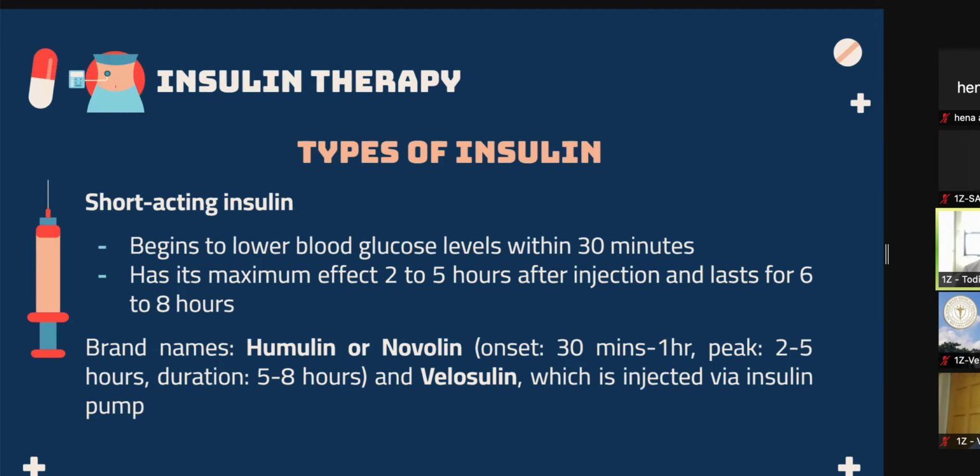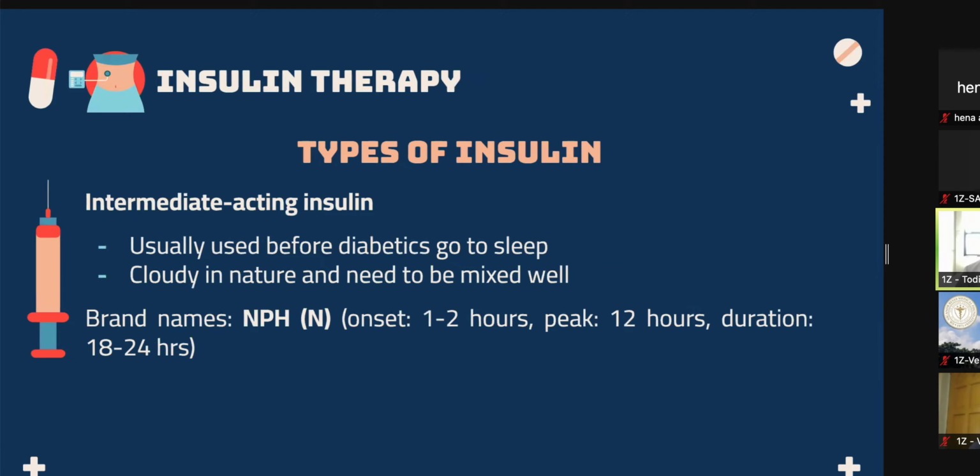For the short-acting insulin naman, it begins to lower blood glucose levels within 30 minutes and has its maximum effect 2 to 5 hours after injection and lasts for 6 to 8 hours. So the brand names po under this are your Humulin or Novolin and your Velosulin, which is injected via insulin pump. For the intermediate acting insulin naman, it is usually used before diabetics go to sleep. And it is cloudy in nature and need to be mixed well. So NPH po is under this.